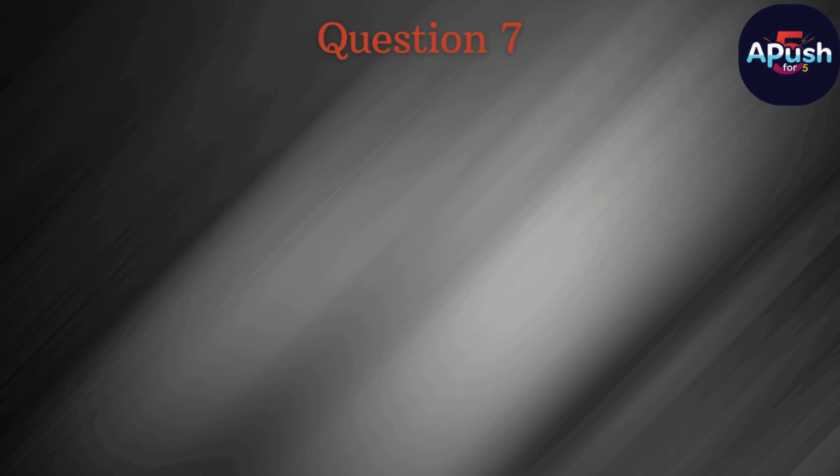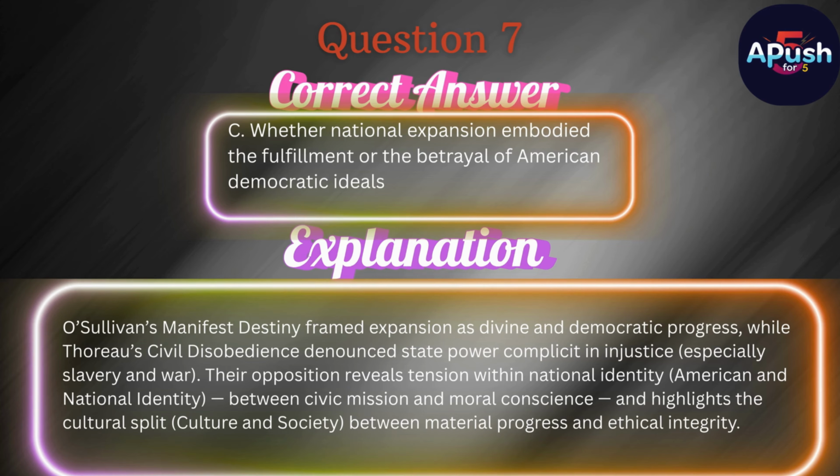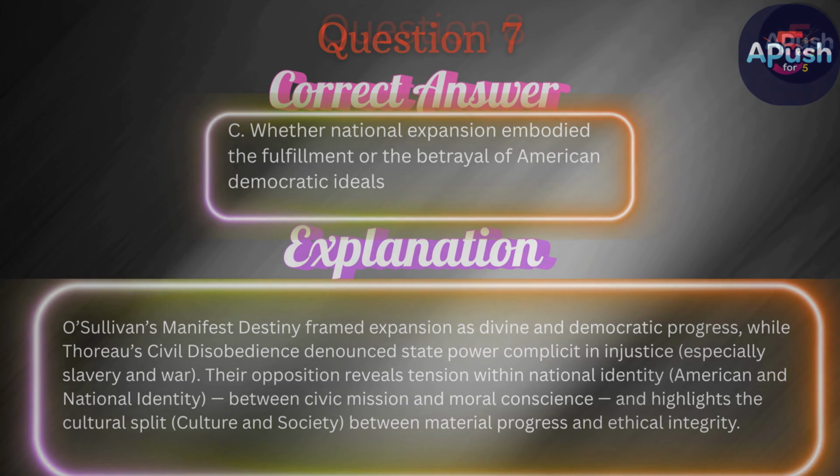The correct answer is C. Whether national expansion embodied the fulfillment or the betrayal of American democratic ideals. O'Sullivan's Manifest Destiny framed expansion as divine and democratic progress, while Thoreau's Civil Disobedience denounced state power complicit in injustice, especially slavery and war. Their opposition reveals tension within American national identity between civic mission and moral conscience, and highlights the cultural split in culture and society between material progress and ethical integrity.